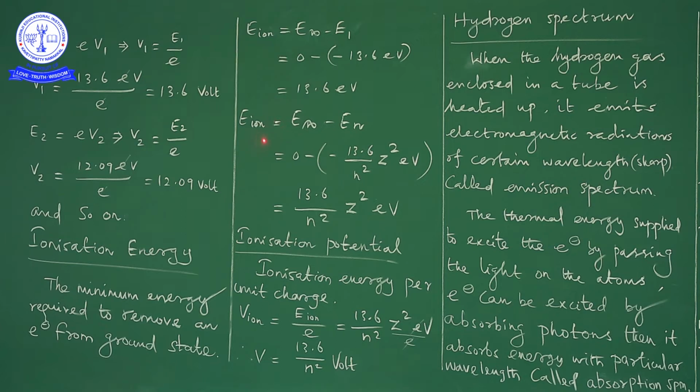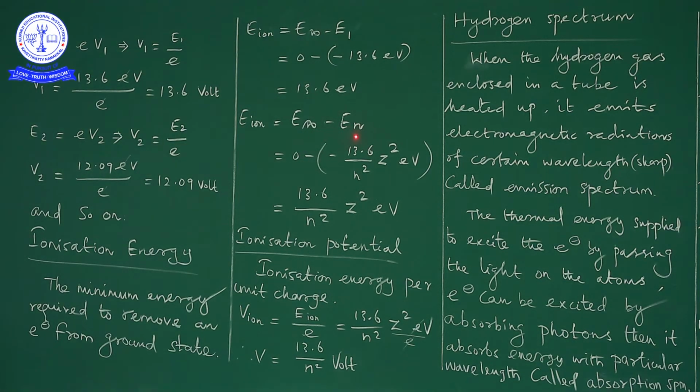And while calculating ionization energy for the infinite state and the nth state, the infinite state is 0 and the nth state is minus 13.6 by n square into z square electron volt. Minus into minus becomes plus only. So, 13.6 divided by n square into z square electron volt. This is the ionization energy.